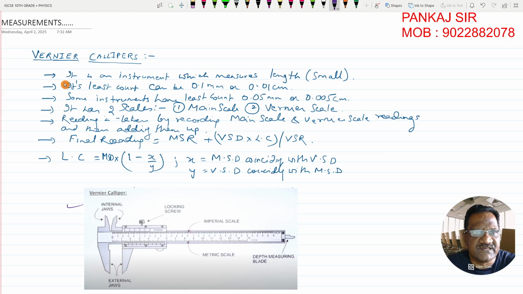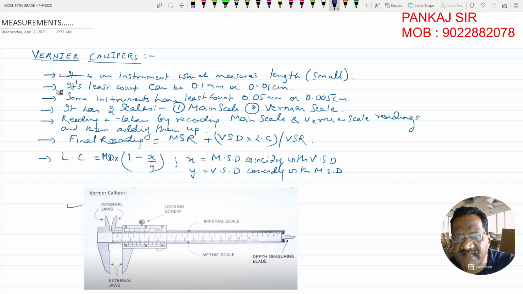So basically, a vernier caliper is an instrument which measures length, and it is basically used for measuring lengths having even a size which is smaller than a millimeter, right? So that is what we call a least count, which we'll be doing in our study further. So basically, this vernier caliper is something which can measure the length.